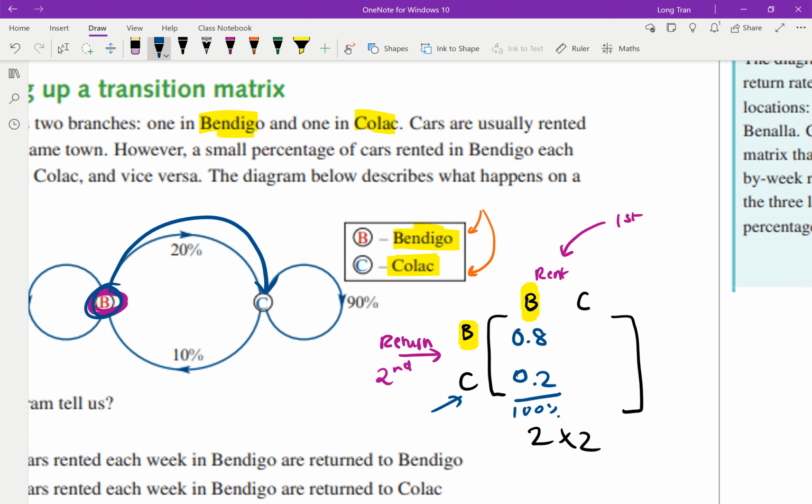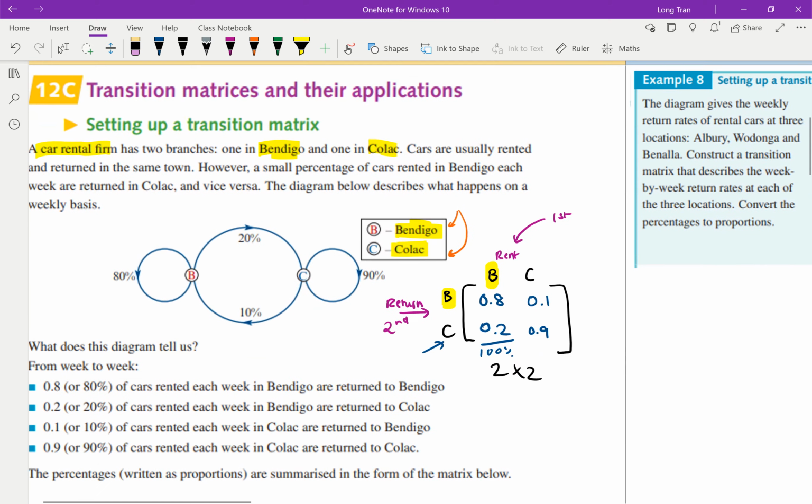If I fill out the Colac version, hopefully you can now see that if I rented from Colac first, the chance of returning back to Colac is 90% based on the diagram, so it's 0.9. From that concept, I know this must then be 0.1, because vertically it has to give me 100% of the options once I rent from Colac. If I look at the diagram, renting from Colac and returning it to Bendigo is 10%, which is 0.1. That's the first part of this exercise that you need to be able to do.